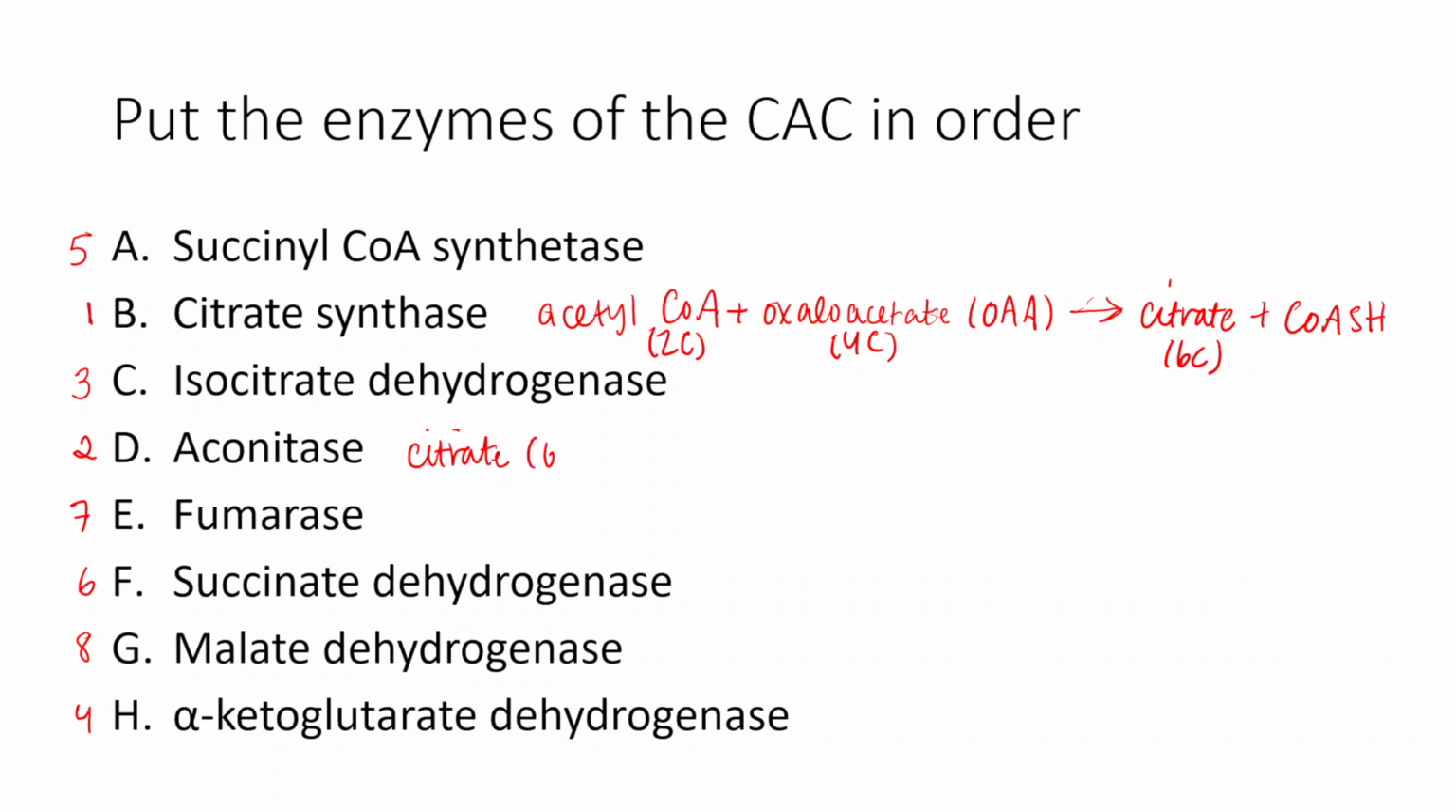So citrate has 6 carbons. And what's happening to it in this step? It's turning into isocitrate. Exactly, so isocitrate also has 6 carbons. We start and end with the same atoms in the molecule. They're just rearranged. They're bonded together differently. So this enzyme is an isomerase. It's just rearranging the atoms within the substrate.